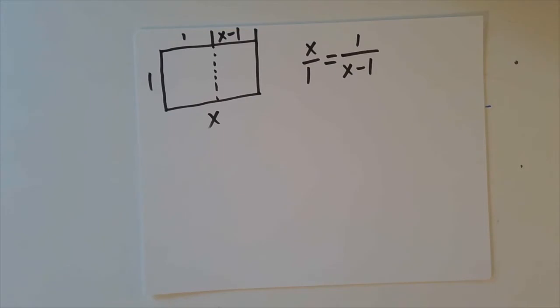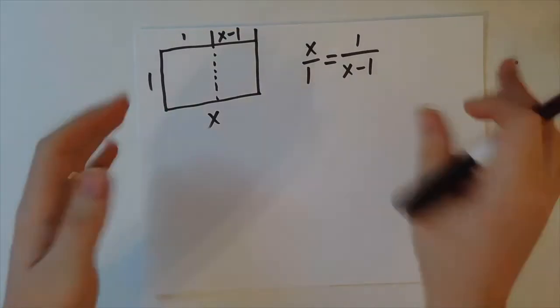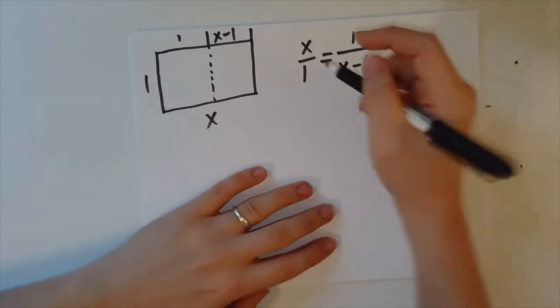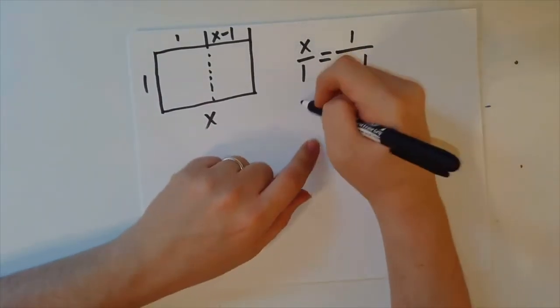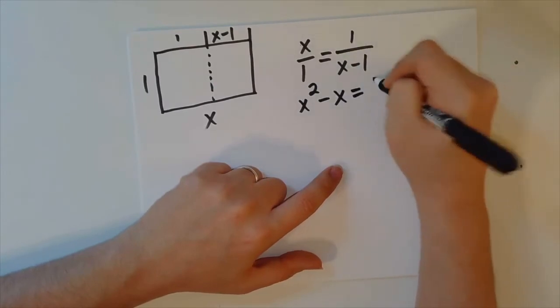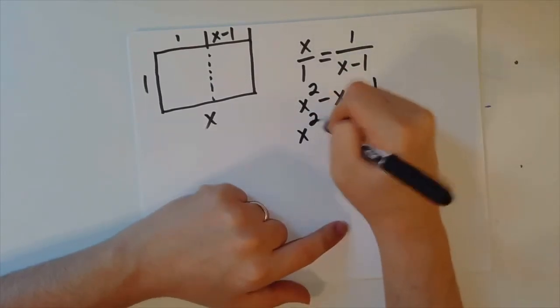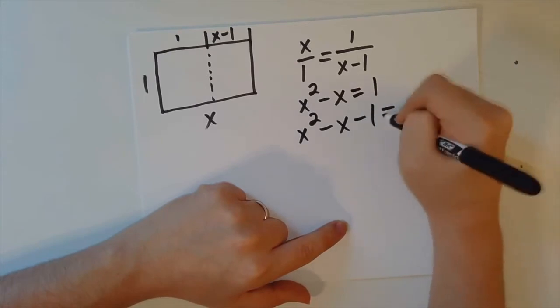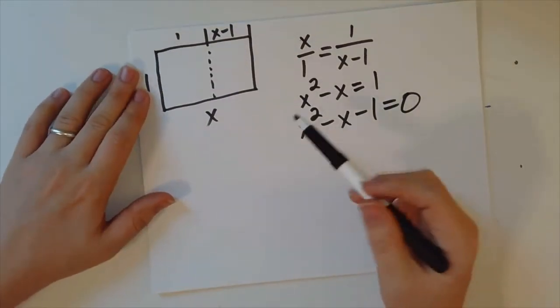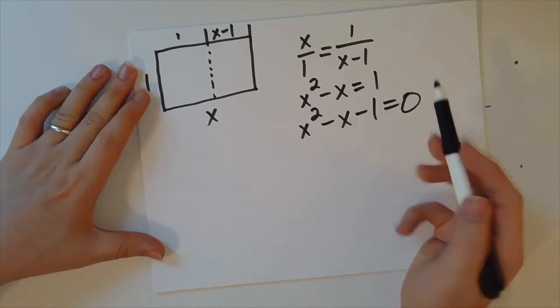Okay, so we're going to solve this equation for x, and then that's going to give us the golden ratio. So when I cross multiply here, I get x squared minus x equals 1. So that is x squared minus x minus 1 equals 0. And now you might try and factor this, but you'll be disappointed that it doesn't factor.